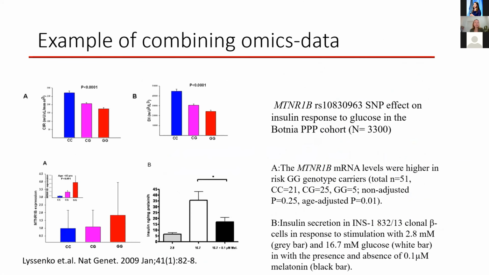This is an example of combining omics-data that is from our center, where we looked at the melatonin receptor. And we saw in GWAS studies that this melatonin receptor SNP had an effect on insulin response to glucose in a big cohort with 3,300 individuals. So you can see that the insulin response is decreased with the genotype. So the CC allele has the highest effect.